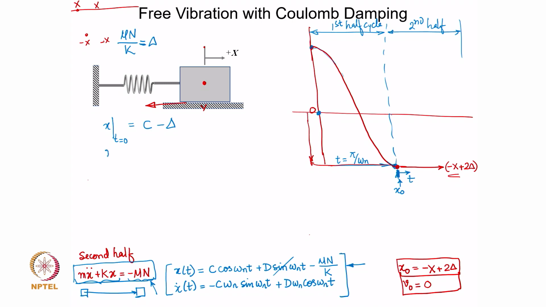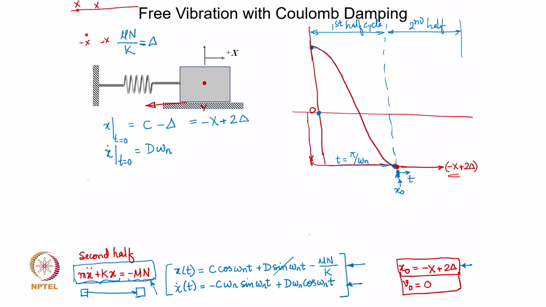And what about x dot at t is equal to 0? That is going to be d into omega n, that is the equation that I have by substituting t is equal to 0. Now, x at t is equal to 0, we have already obtained that value from the first half cycle's response, by substituting t is equal to pi over omega n, and this value x at t is equal to 0 is the initial condition which I have already found, that it is equal to minus x plus 2 delta. Okay.